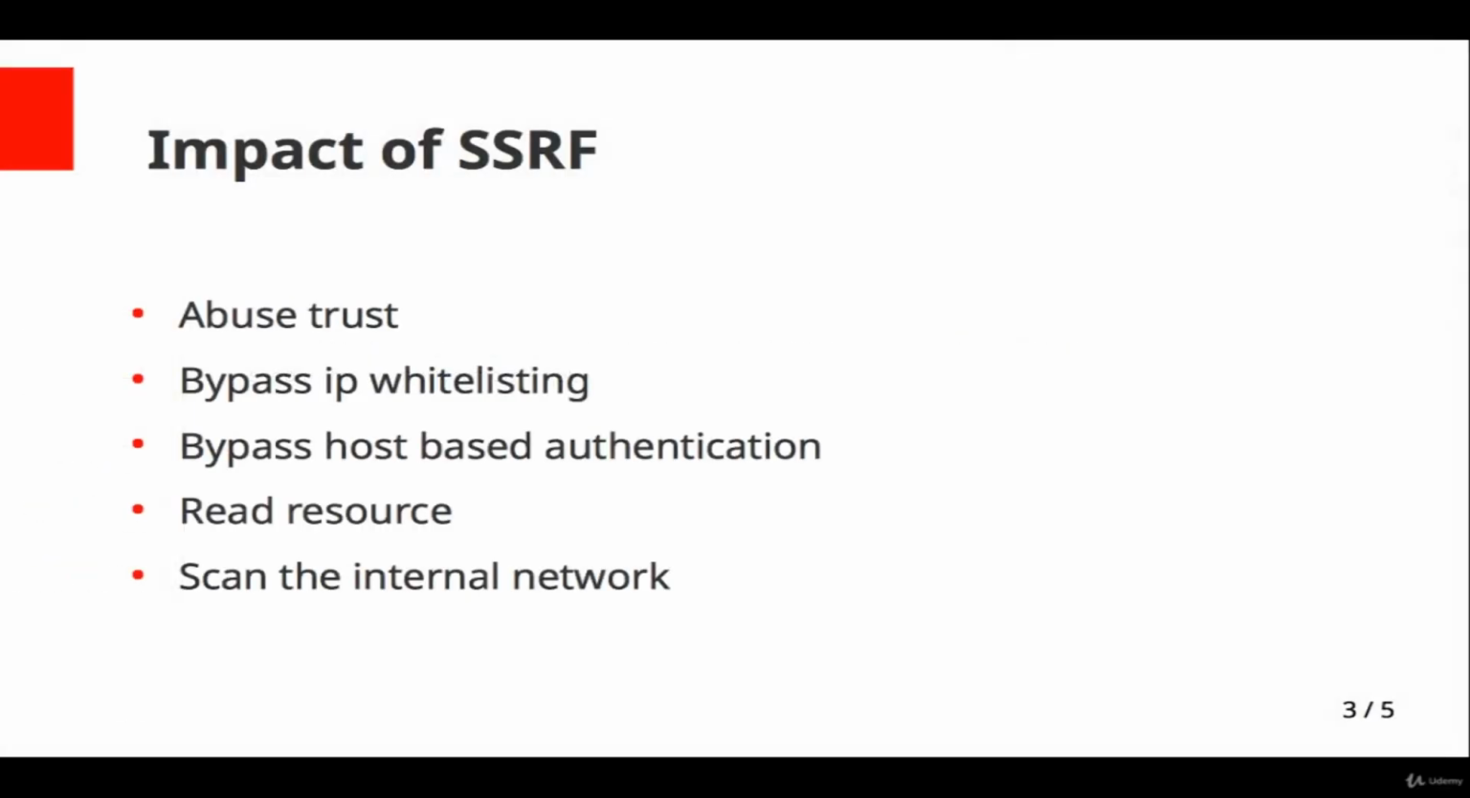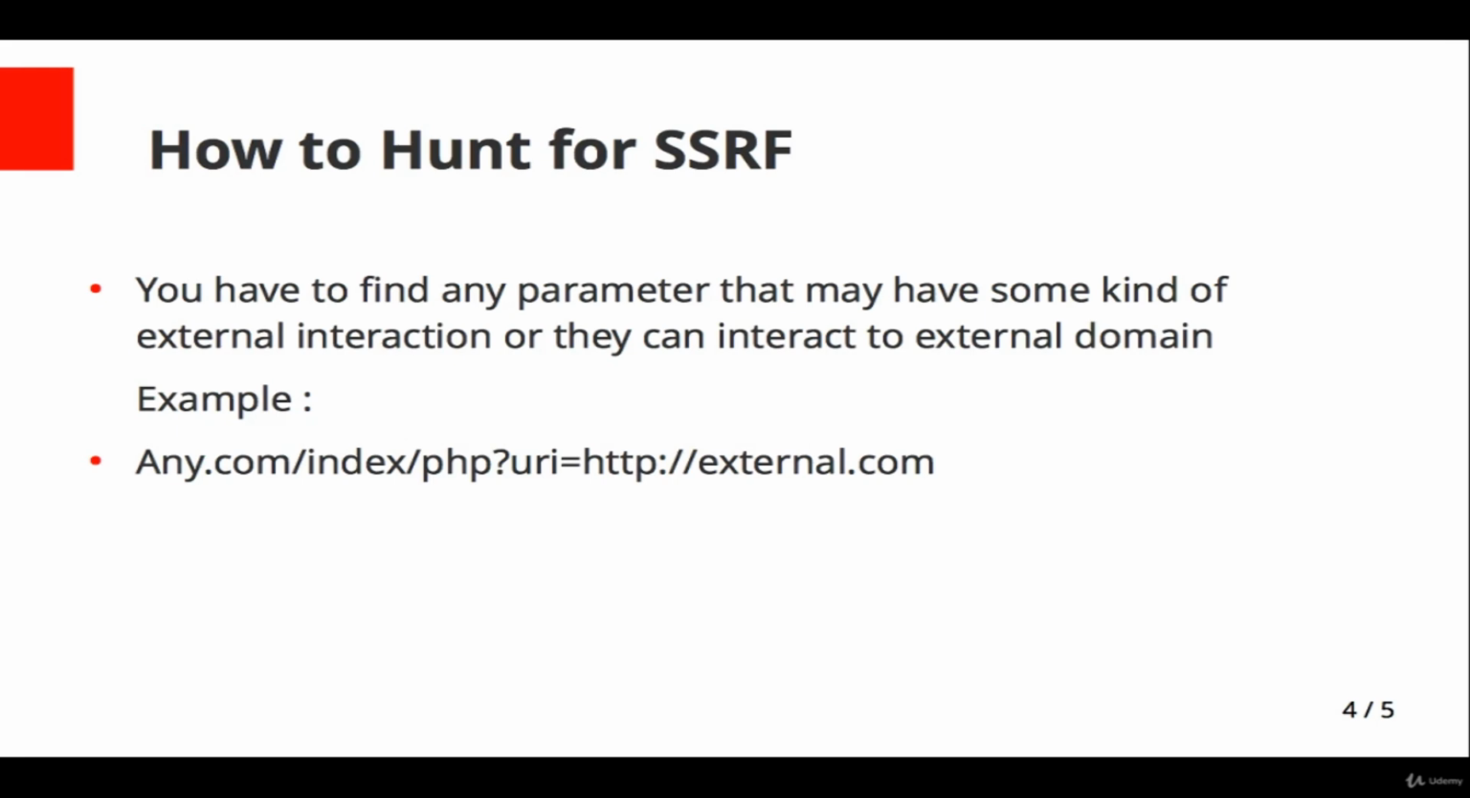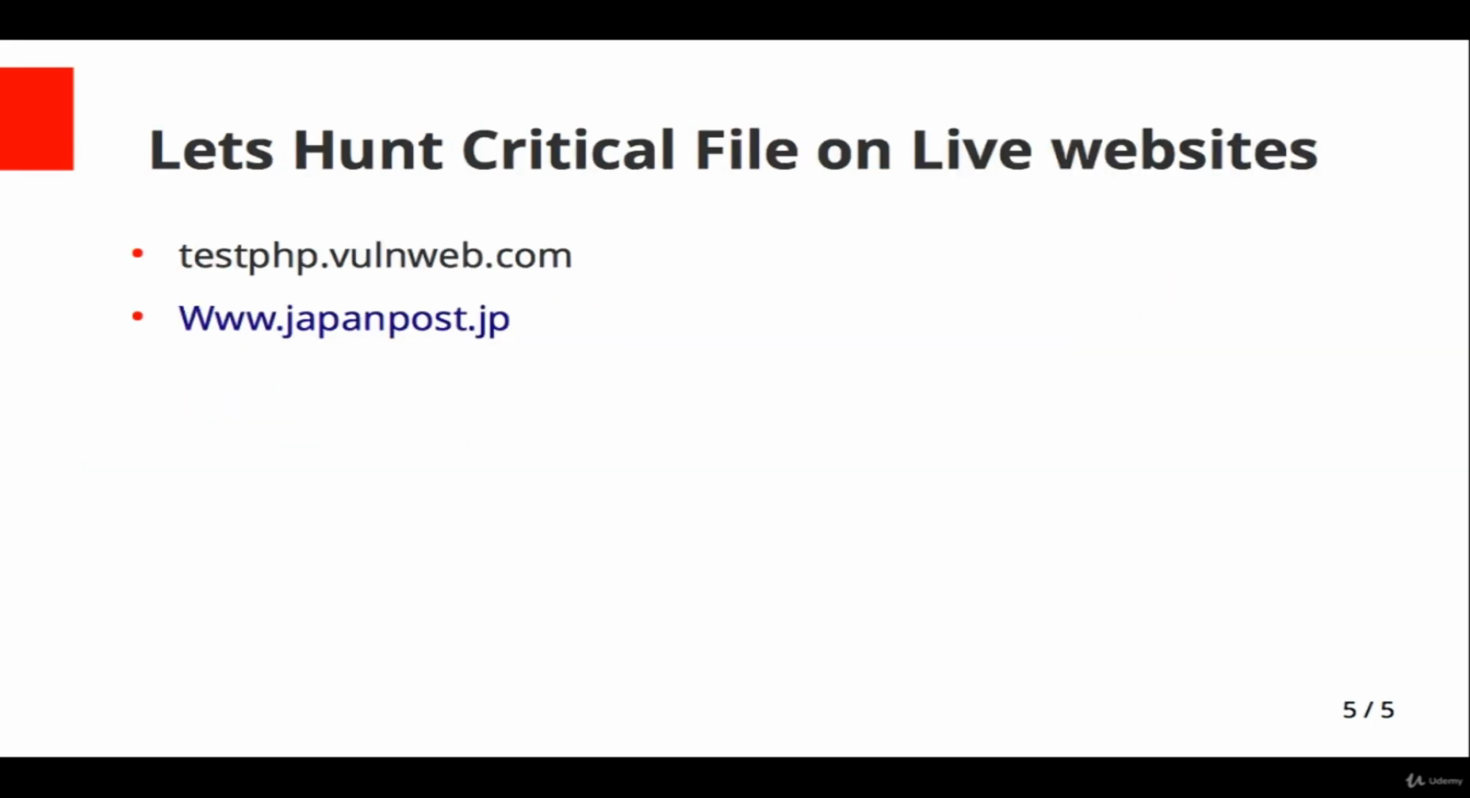I hope the background concept about SSRF is clear to you. We'll have a brief look at the findings, how to hunt for SSRF. You have to find any parameter that may have some kind of external interaction, or can interact with an external domain. Like this, the example is any.com having a URI parameter, and that parameter is interacting with an external domain, then there is an SSRF vulnerability. So we'll see this hunting on the live website as well as lab websites later on.